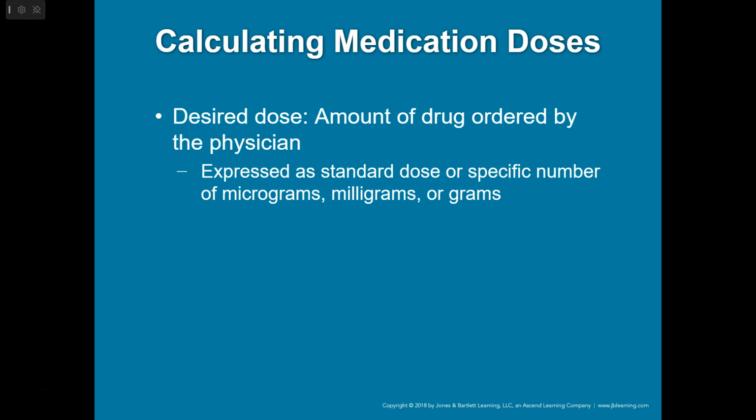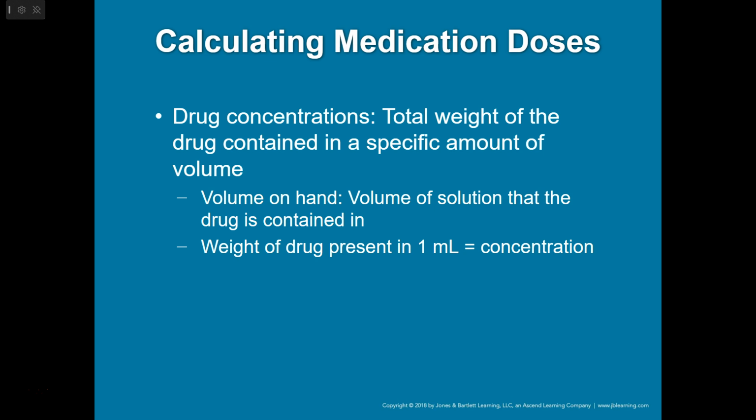Given fentanyl, someone's broken their leg, 50 micrograms. That's our desired dose. That's what our protocol says that we need to give. It's always going to be a number and then a unit of measure. So micrograms, milligrams, grams. That's weight.